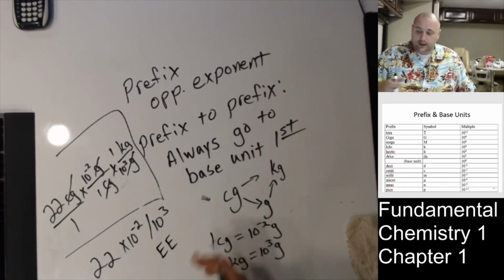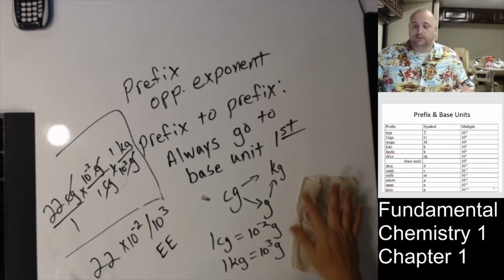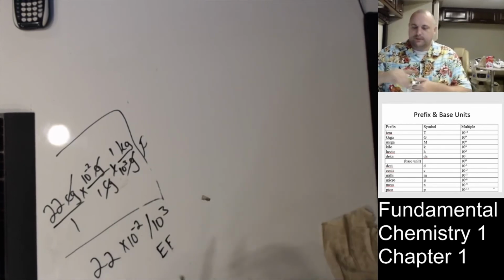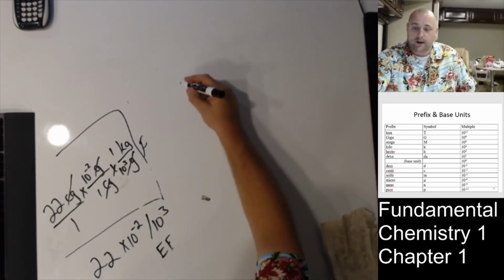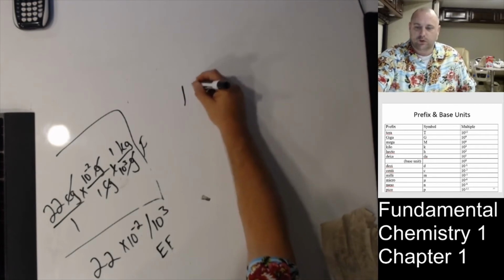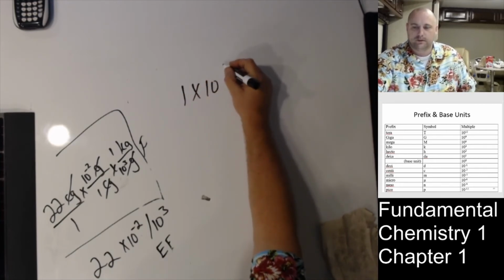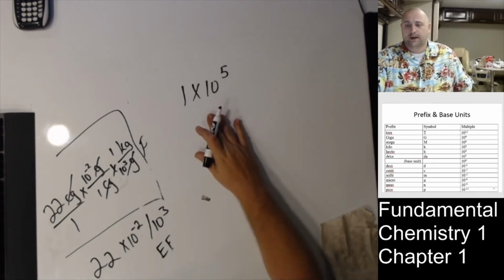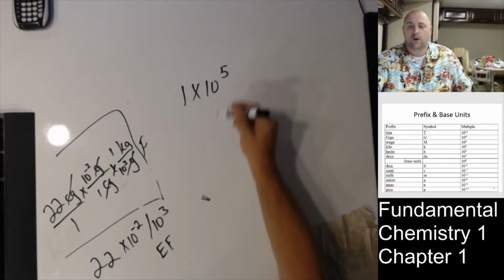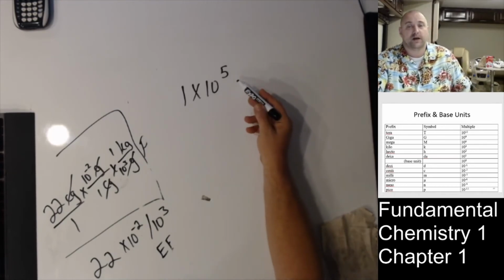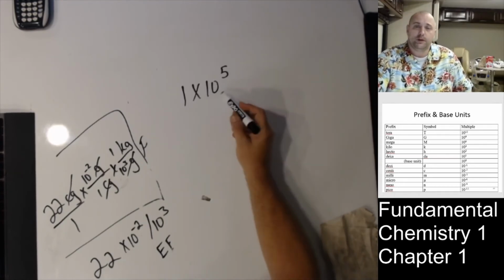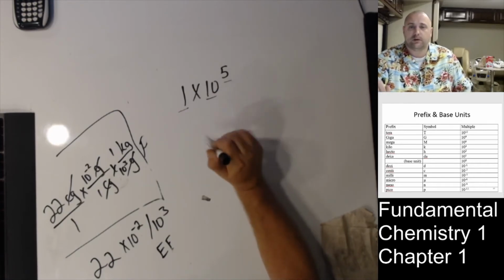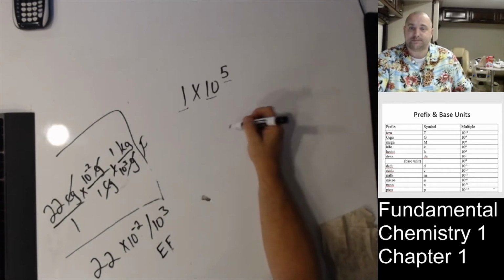Now, that EE button, let's explain it a little bit. It saves us so much trouble. Let's do 1 times 10 to the 5th. When I put this in my calculator, I want it to stay one number. This is one number in scientific notation. If I put it in incorrectly, then I'll tell it it's 3 different numbers and I'm doing 2 different operations.